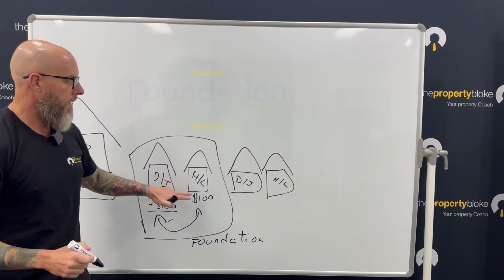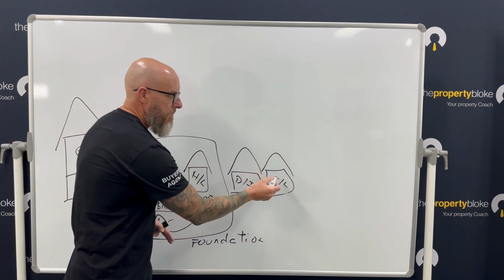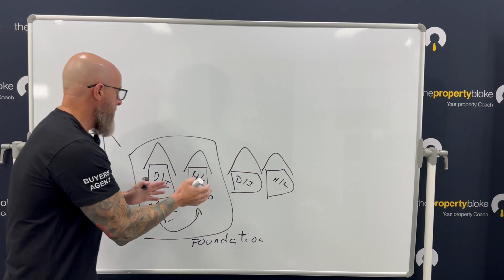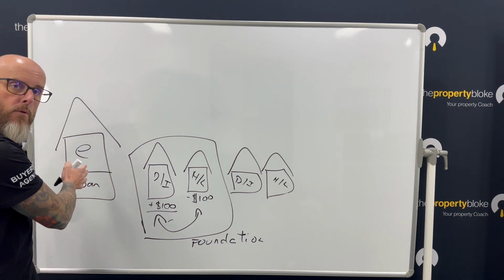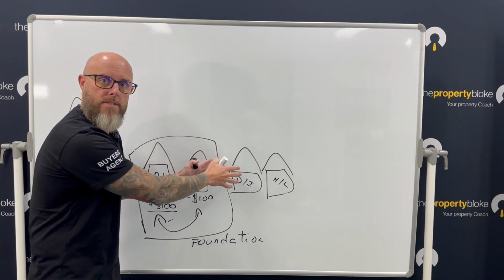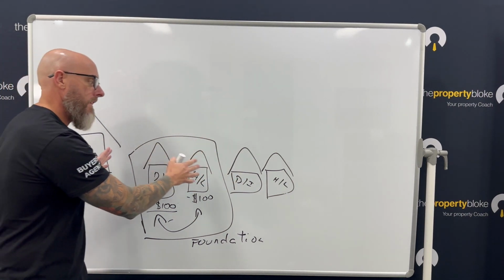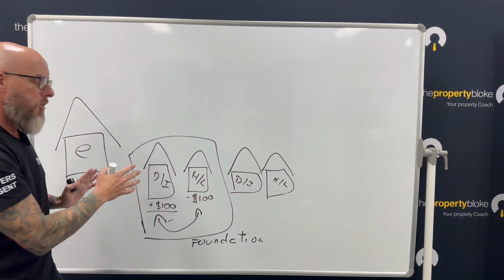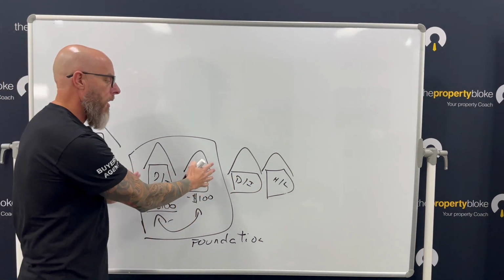So you've got these two properties looking after themselves, and we still haven't affected your house or your own personal cash flow. We have used the equity between each property to put all this together, but this is what we call putting together a foundation.